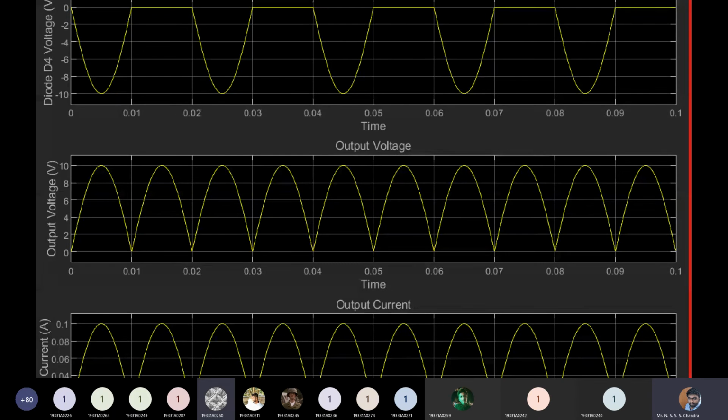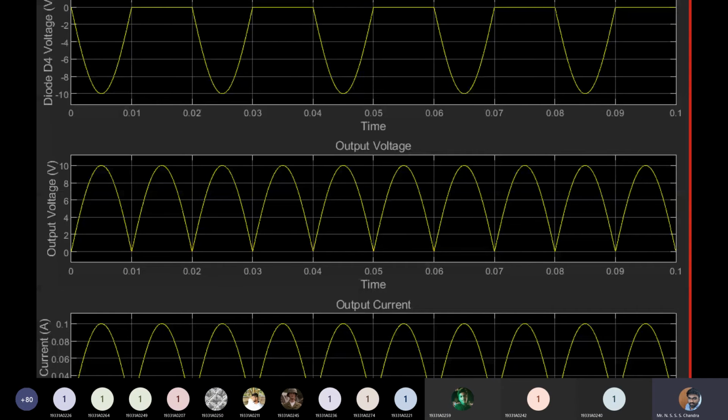Is it 0.02 seconds or 0.01 seconds? 0.01, sir. So what is the frequency now? Frequency is equal to 1 by time period, right? 1 by 0.01, that is 100. 100, sir.